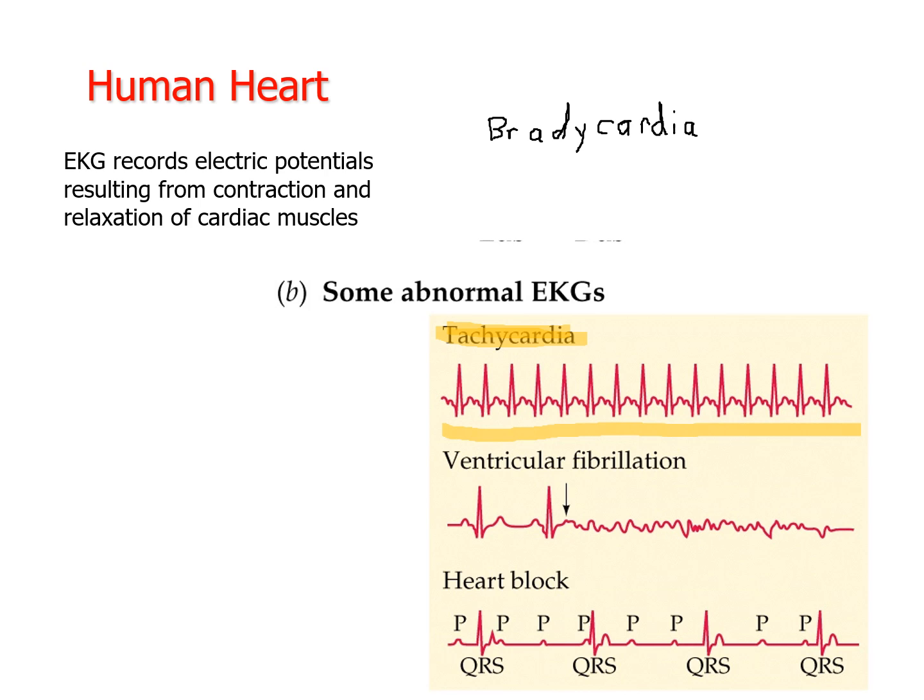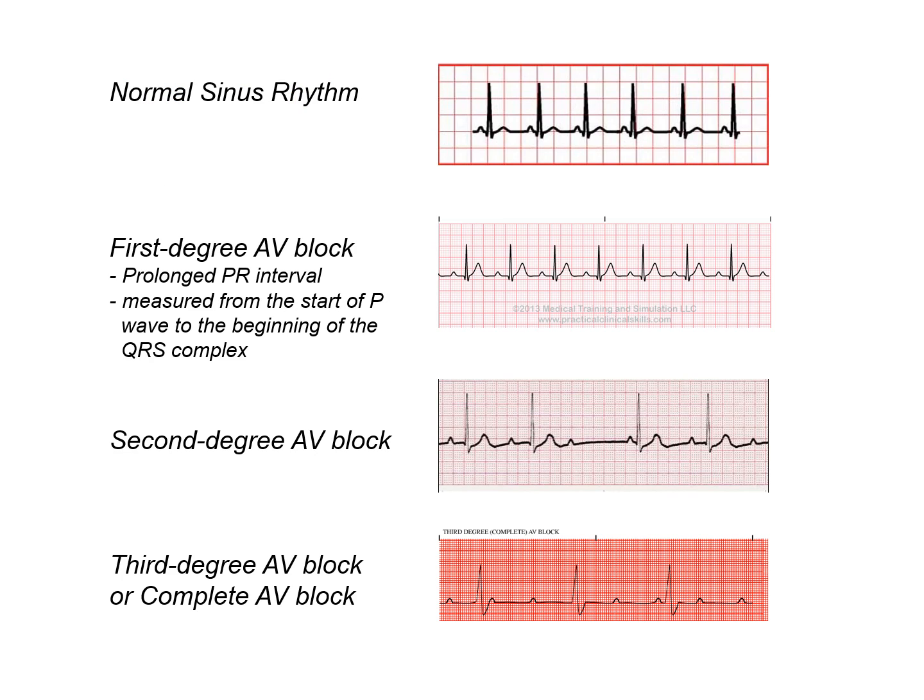The regular sinus rhythm you're familiar with, you've already seen that. But sometimes you get a heart block, and I'll go into that not here, but further on. This is the normal sinus rhythm. Every P wave is associated with a QRS complex and a T wave.